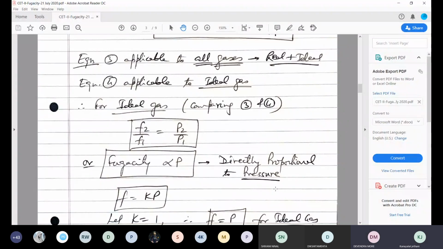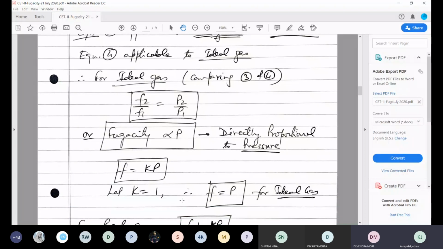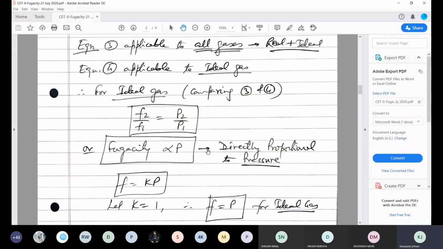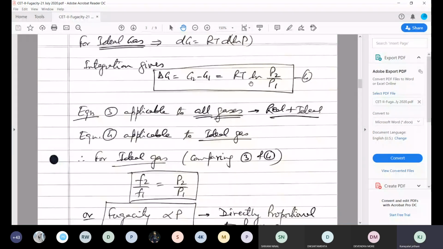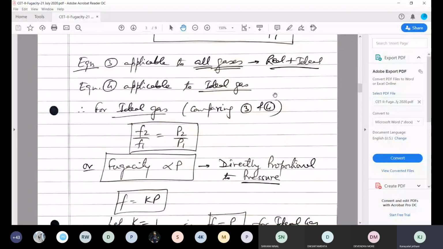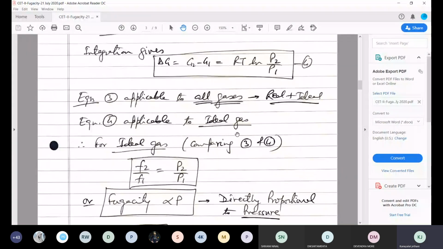Yes sir, I didn't understand the state, when is K equal to 1, when is F equal to P for ideal gas? Because we know for ideal gas this is the equation, which we derived: delta G is RT ln P2 by P1. Now if I put F by K in place of pressure, what will happen? F2 by K divided by F1 by K. K cancels and you get F2 by F1.